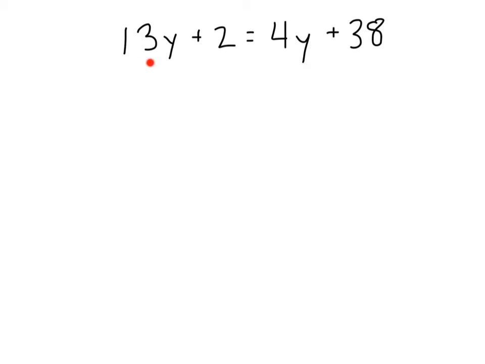So we have our 13y and we have our 4y. So I want to move this 4y over here to the left side. So, since this is a plus 4y, to move it over to the left side of the equation, I'm going to have to subtract 4y from both sides. And on the right side, positive 4y and a negative 4y, those cancel out. So all that we have left on the right side of the equation is this 38.